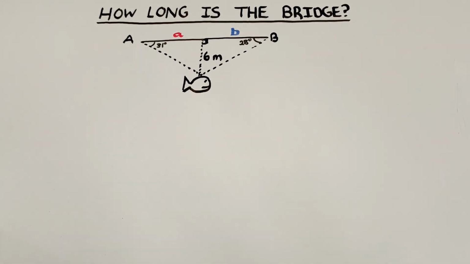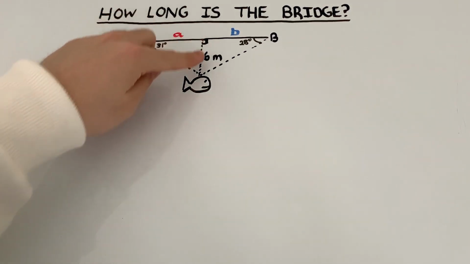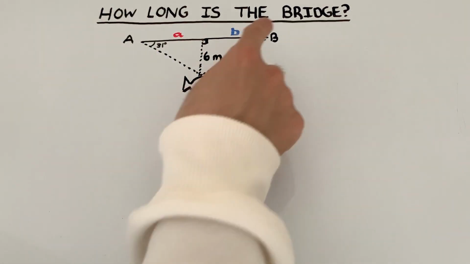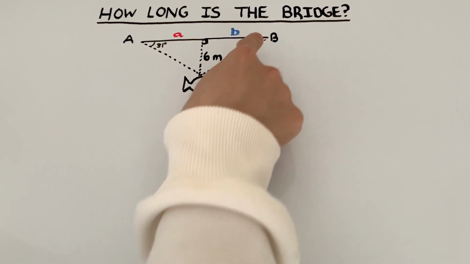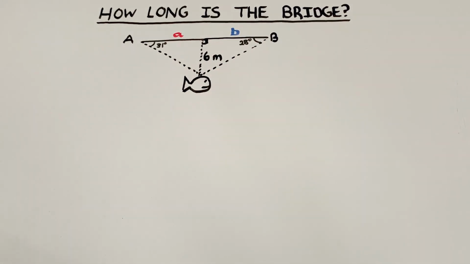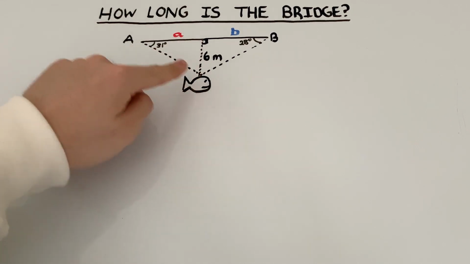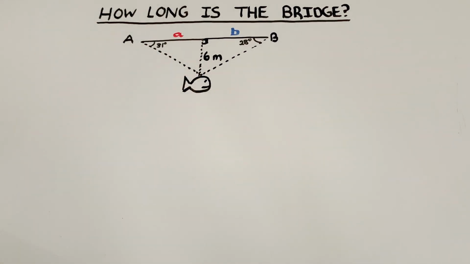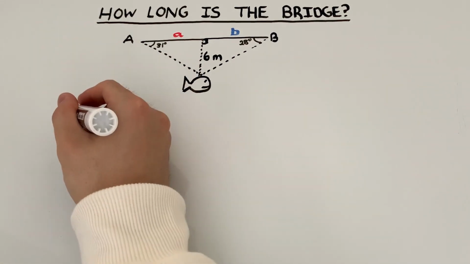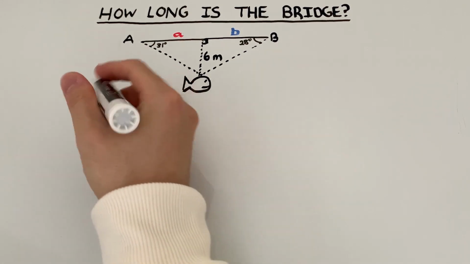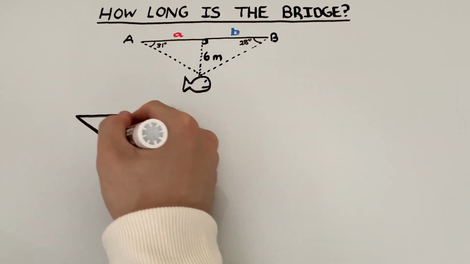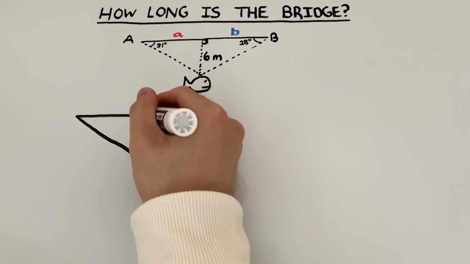Now you may be wondering, why did we even do this? Well, this is a good idea because you'll notice we have two triangles. We have this one and we have this one. So we're going to look at them separately. So let's take this triangle and look at it more closely. So the triangle with side length A.